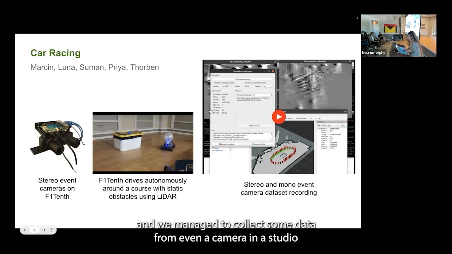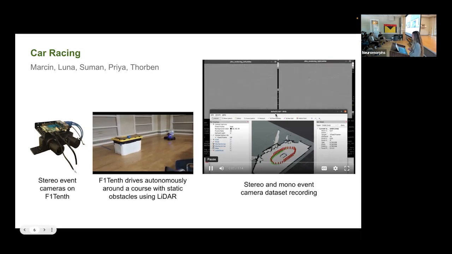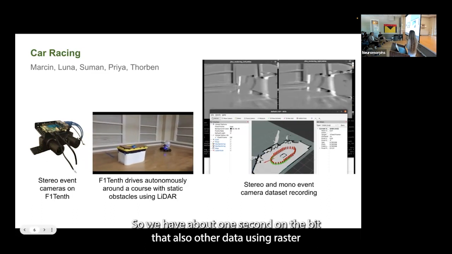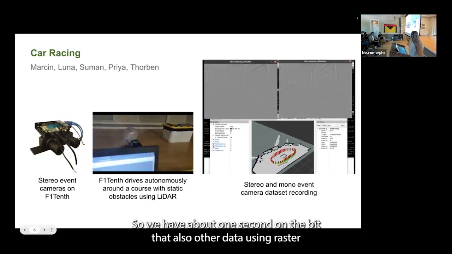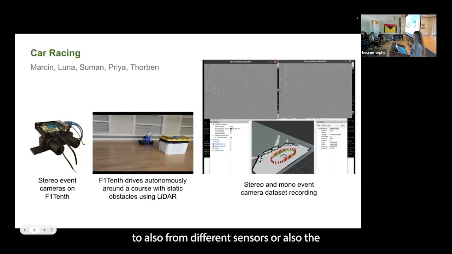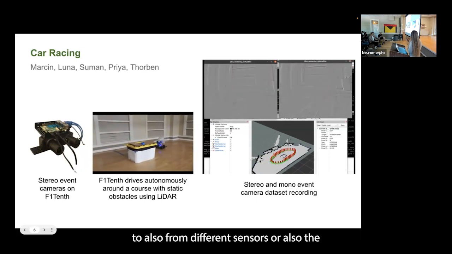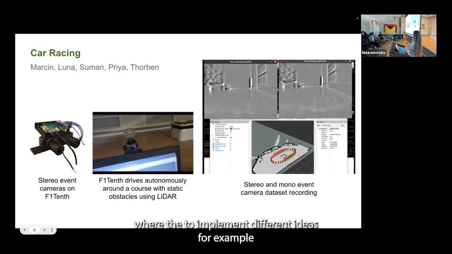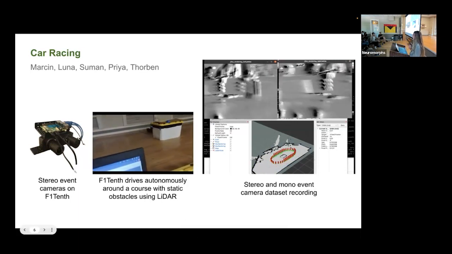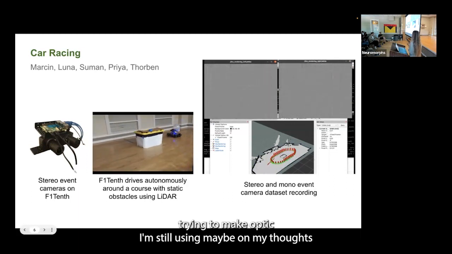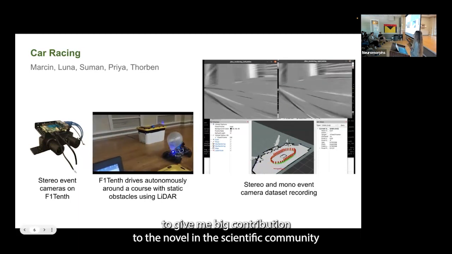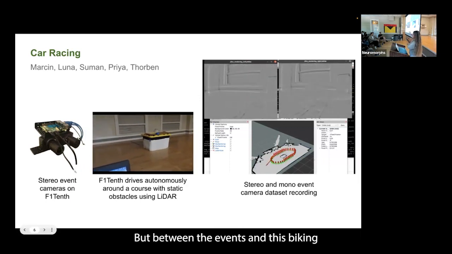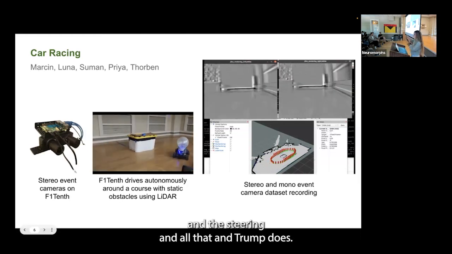And we managed to collect some data from event cameras in a stereo camera setup. As you can see from this video, you have the left and right output of the camera. So we have a data set along with also other data, using ROS to subscribe to different topics like ground truth from different sensors, or also the throttle and the steering angle. In the future, we're looking forward to implement different ideas. For example, trying to estimate the optical flow using maybe neuromorphic platforms to give maybe a contribution to the novelty in the scientific community. Or we have another idea to learn the direct mapping between the events and the steering angle and throttle.